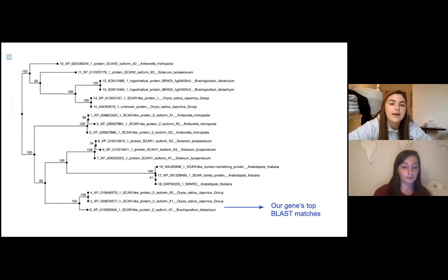This is our phylogenetic tree. We used our phylogeny analysis to determine that our protein is a SCAR-like protein or an isoform of that. And we know this because you can see our gene's top BLAST match is in blue, and it was a 100% match.